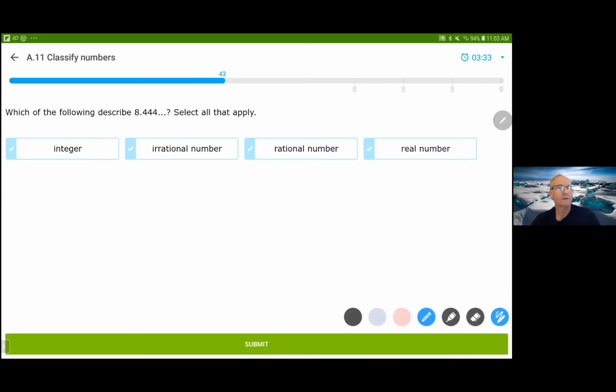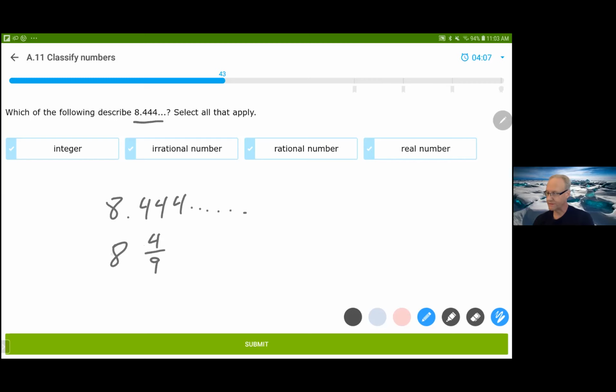Which of the following describe 8.444 repeating? Now, a lot of people get confused about these. I'm going to prove that it's a rational number. Some people think of irrational numbers as being decimals that go forever, but that's not true. Irrational numbers never repeat. This is a repeating decimal. One way to always write repeating decimals is to put them over 9s. So this is 4 over 9. 8 and 4/9 is the same as 8.444 repeating.